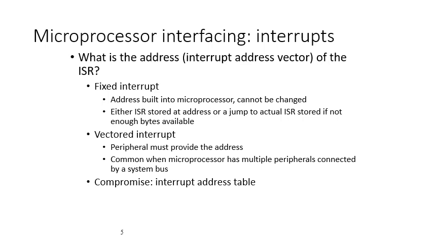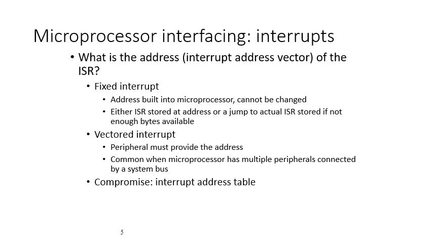Whereas in vector interrupt, the peripheral must provide the address. The address is not constant here, it will keep on changing. This is common when the microprocessor has multiple peripherals connected to a system bus. Whenever we have multiple peripherals connected to a system bus, we will have different addresses, so in that case we will use vector interrupt. We normally prefer fixed interrupt when we have only a single peripheral. In case of multiple peripherals, we recommend vector interrupt.